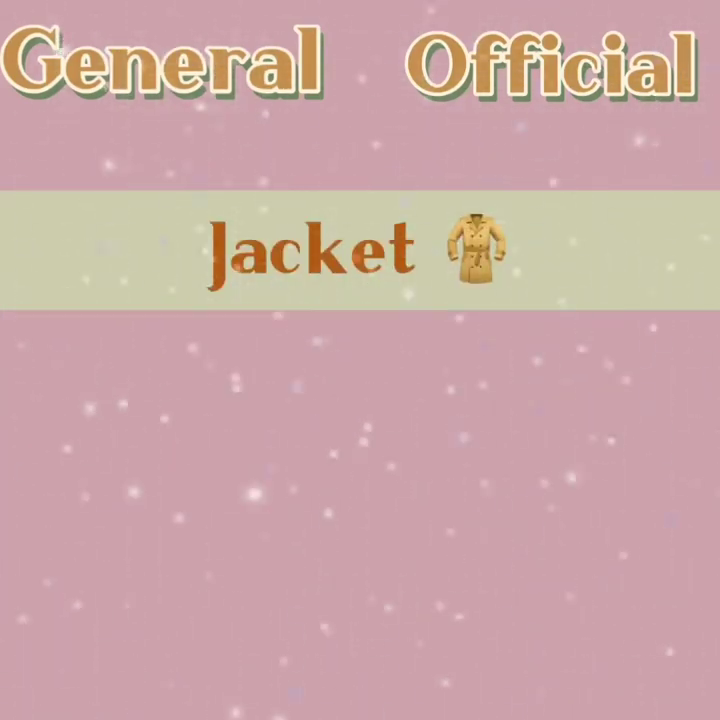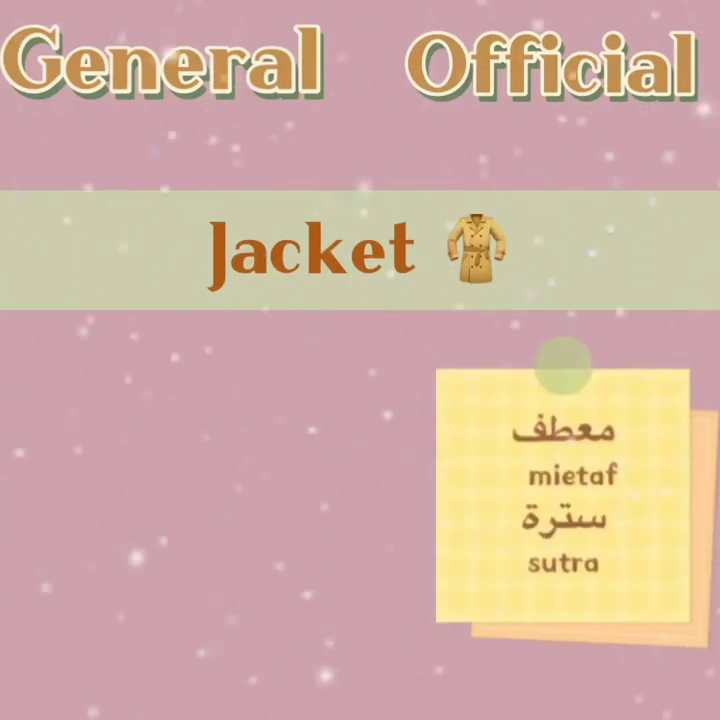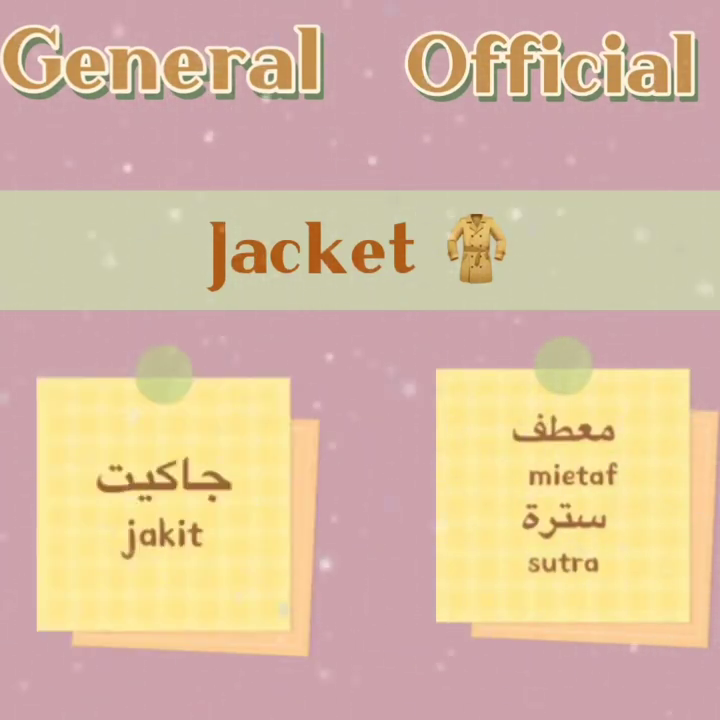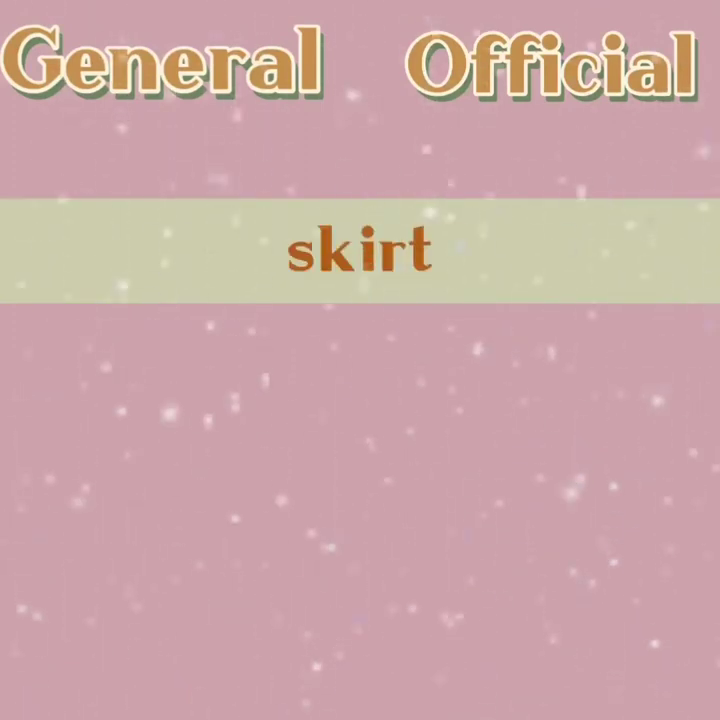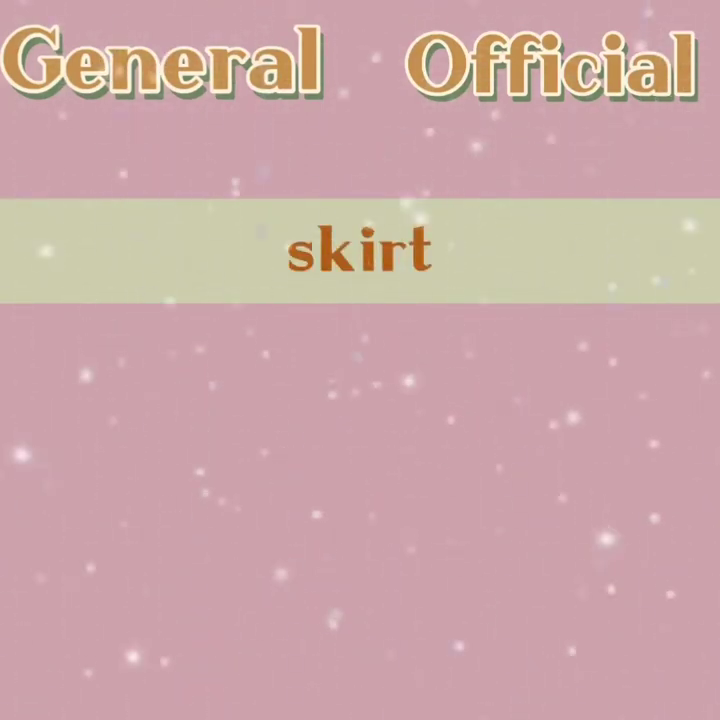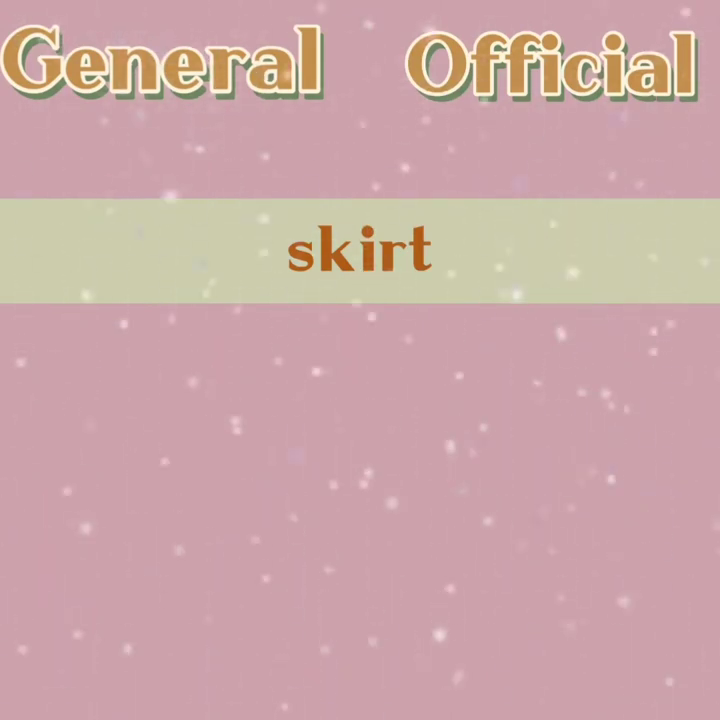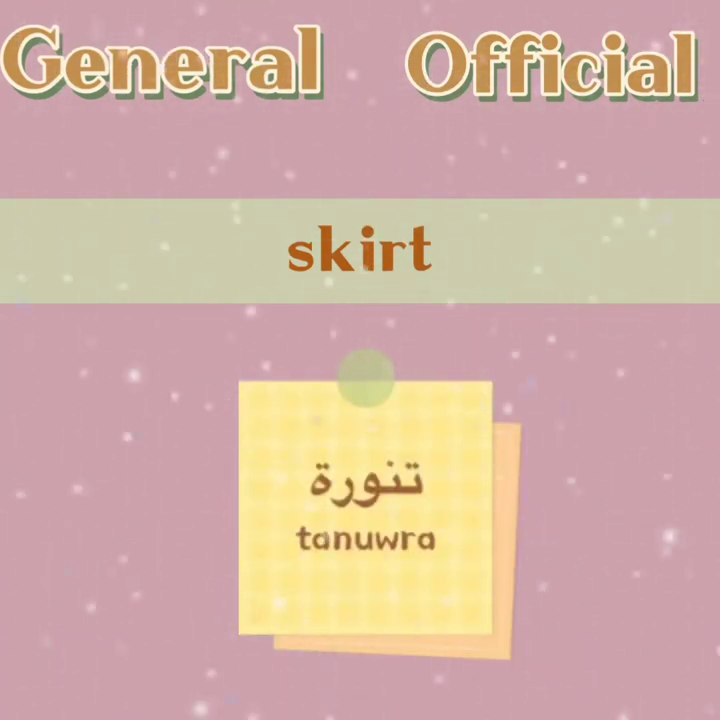We also learned the word jacket. Jacket, in the official Arabic, we call it ma'taf or sutra. But in the general Arabic, we call it jacket. So, you can call it ma'taf, sutra, or jacket. Also, we learned the word skirt. Skirt, in both the official and the general Arabic, we call it tanura. We only use this term for the skirt, which is tanura.